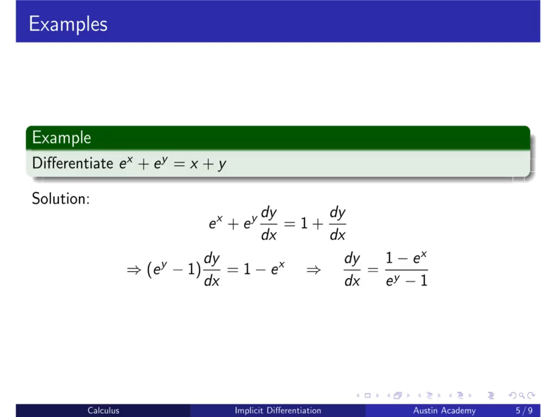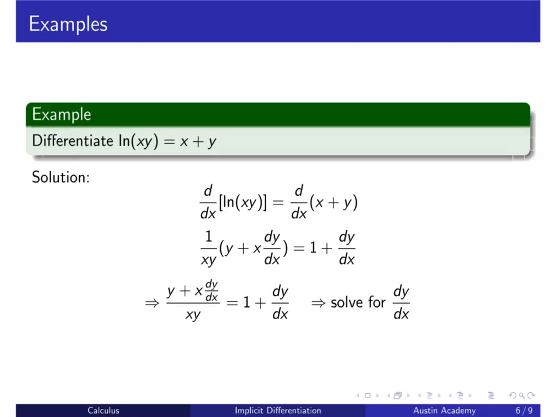Another intermediate example. Differentiate e to the x plus e to the y equals x plus y. The derivative becomes e to the x plus e to the y times dy/dx equals 1 plus dy/dx. Now isolate dy/dx. Left side, e to the y minus 1. Right side, 1 minus e to the x. So dy/dx equals (1 minus e to the x) over (e to the y minus 1).